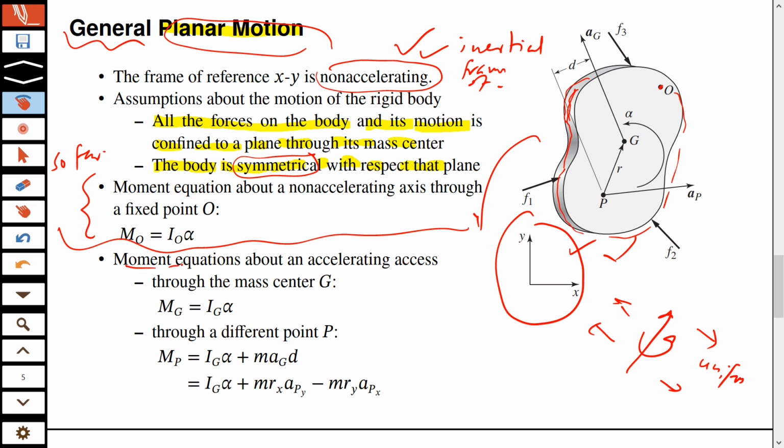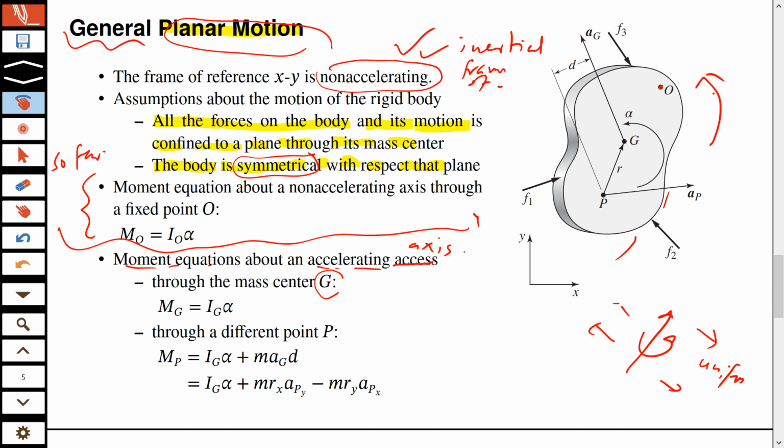So now if you want to write moment equations about an accelerating axis, sorry for this typo, then there are two possibilities. If that axis passes through the mass center, I need not explain it here, let's say this body is rotating and you want to write the moment equation about this G, which is central. So this is the angular acceleration. You write the angular acceleration, multiply that by the moment of inertia about G, and equate that to the net moment, or the total moment about G.